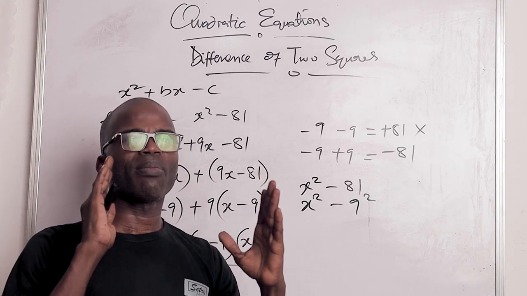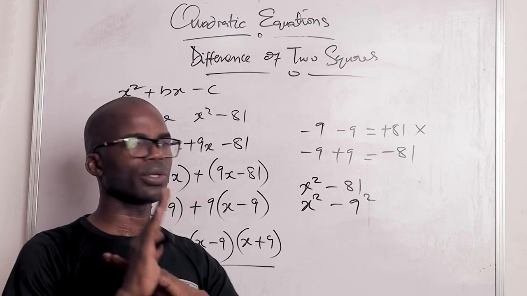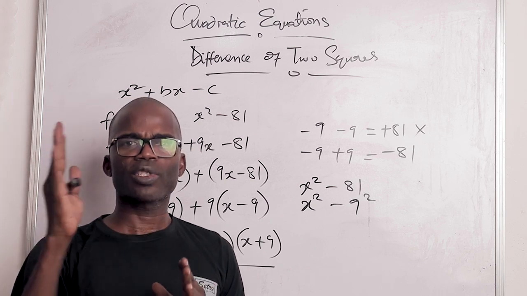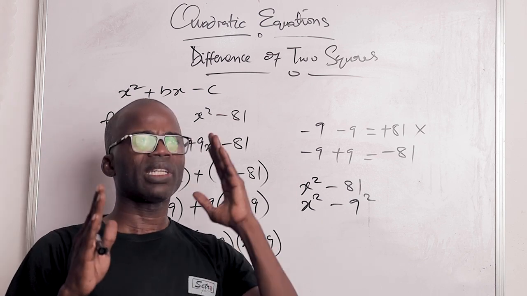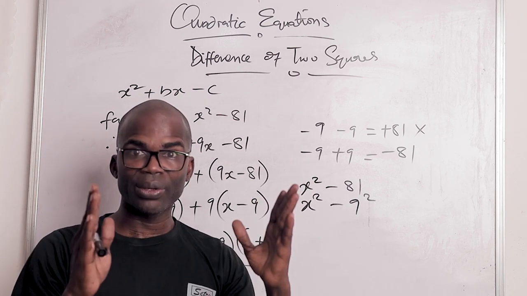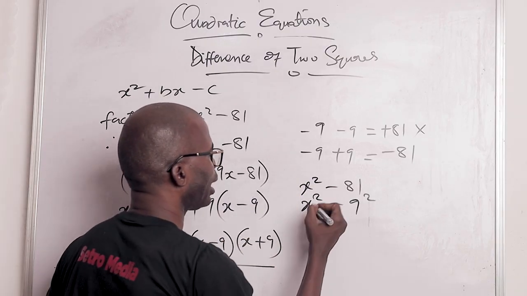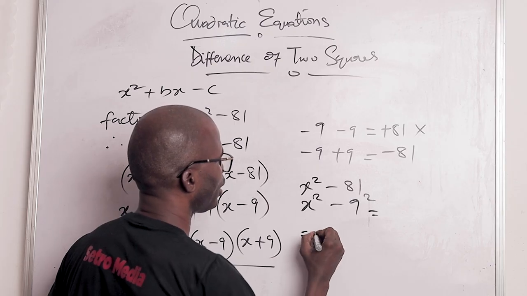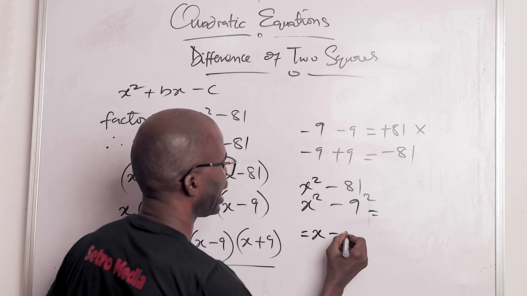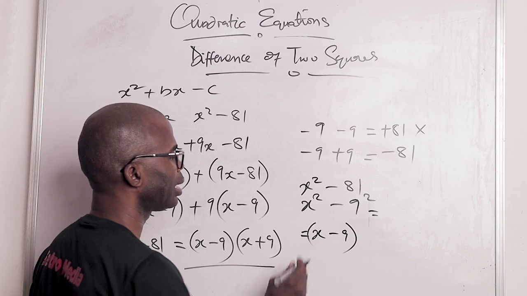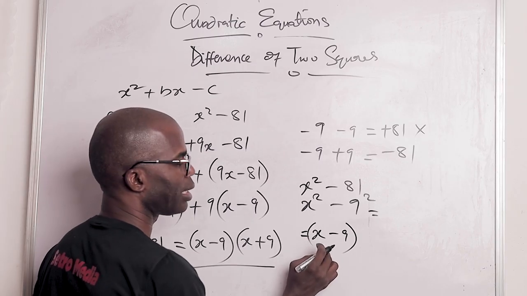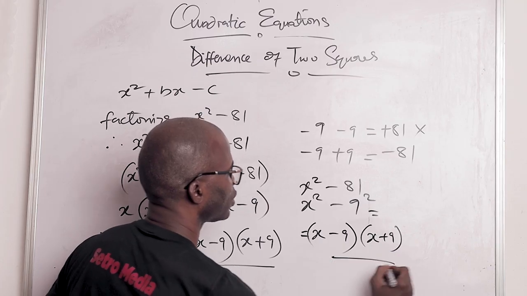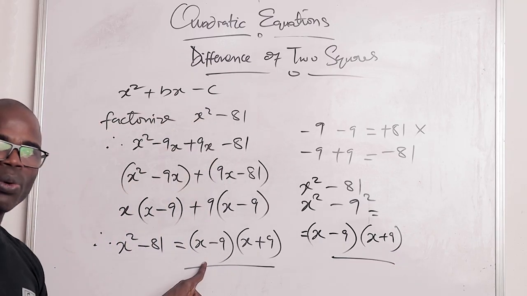And remember that minus times minus will give you plus, whereas what you have here is minus. So what you just need to do is to have one positive and one negative. One positive and one negative will give you minus. So the right answer will be x minus 9 in brackets, then since this is negative, the next one will be positive, x plus 9. So that's the answer. That's all we have solved here.